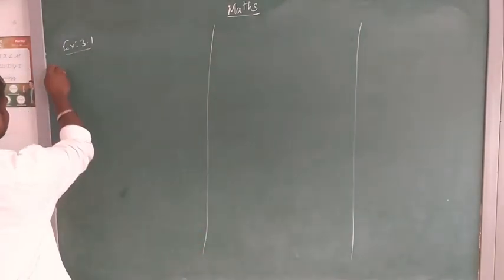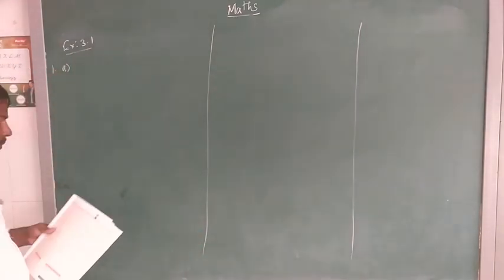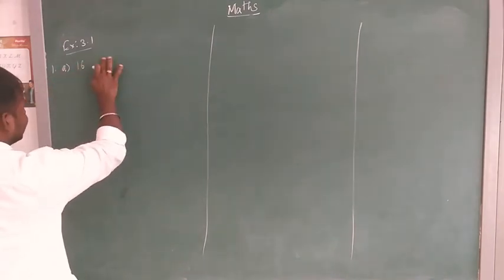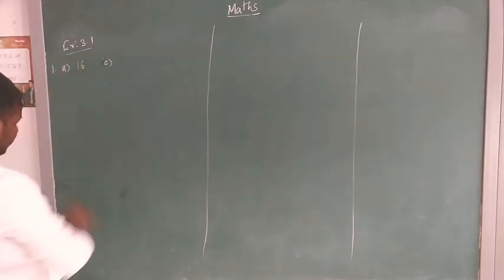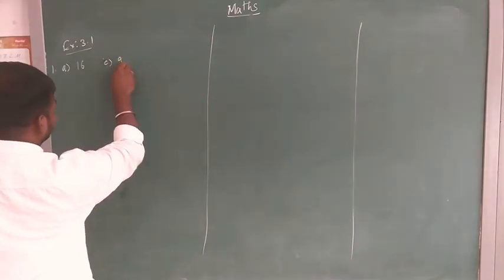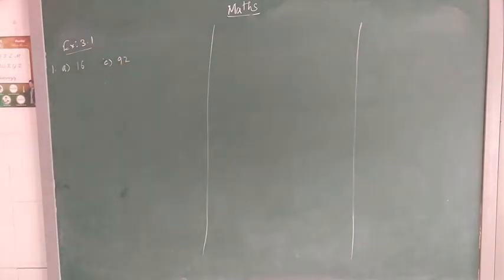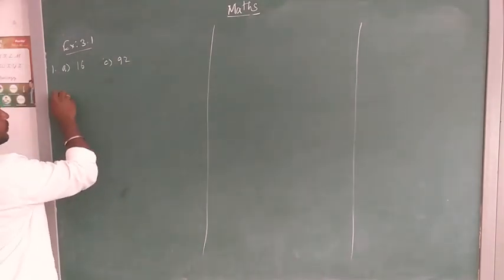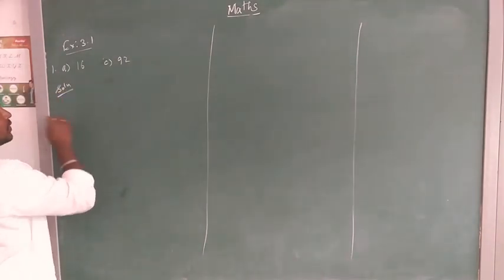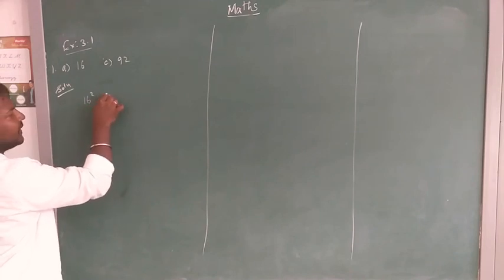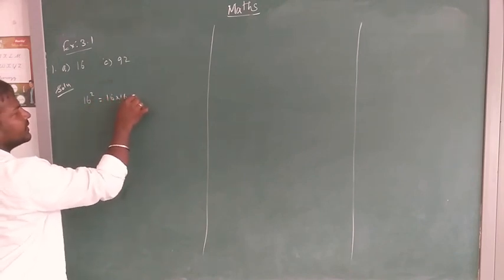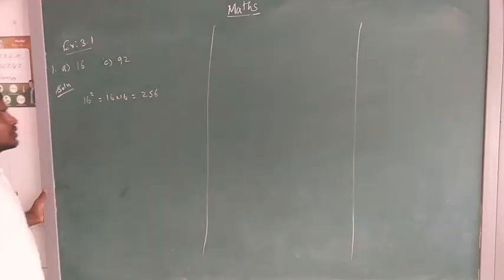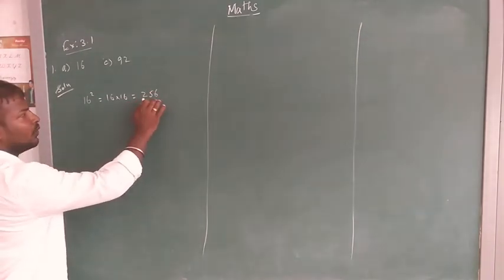There are four problems, and I will solve two of them. The first one: find the square of 16. Then the C problem, that is 92. So how can we find the square of these numbers? Solution: 16 square. How can we find 16 into 16? 16 times 16 is 256. So the square of 16 is 256.